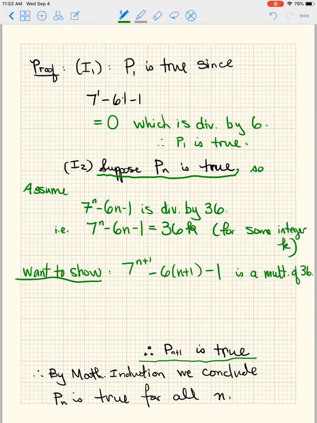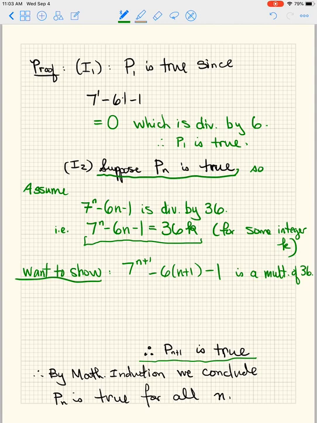And again, I want you to sort of think about this. Remember that we're assuming that if we make the number n, then it's a multiple of 36. And what we want to show is that if we make the number n plus 1, we can deduce or conclude that that must also be a multiple of 36. Okay? And so now the only thing we can do is say, well, I've got this equation here, 7 to the n minus 6n minus 1, and maybe I can work that into my expression there.